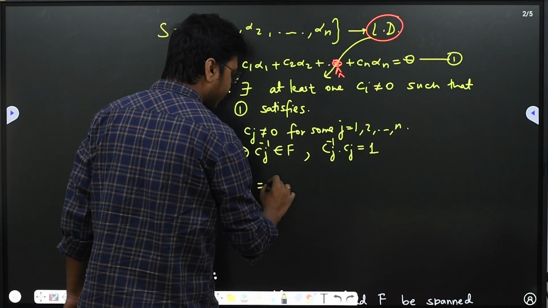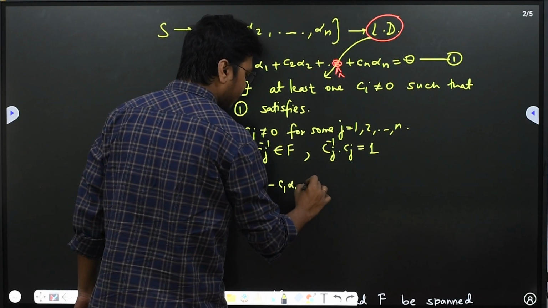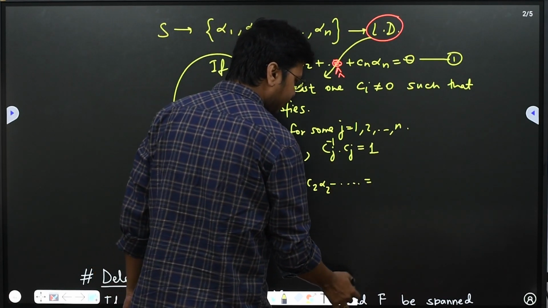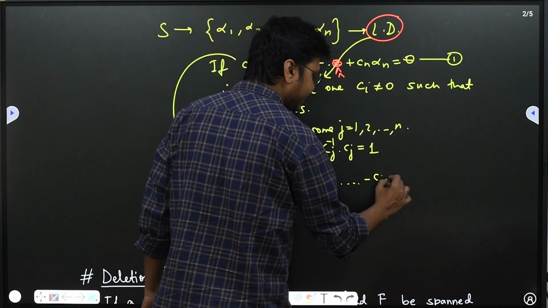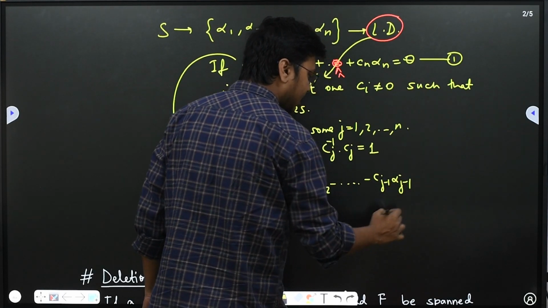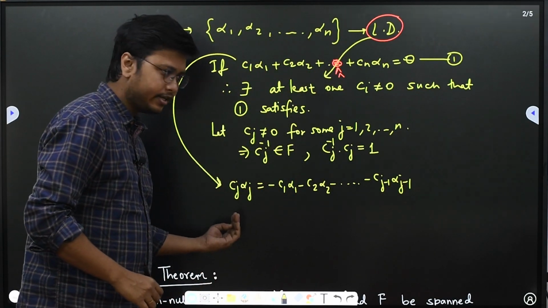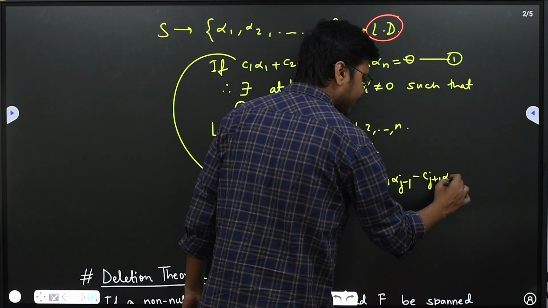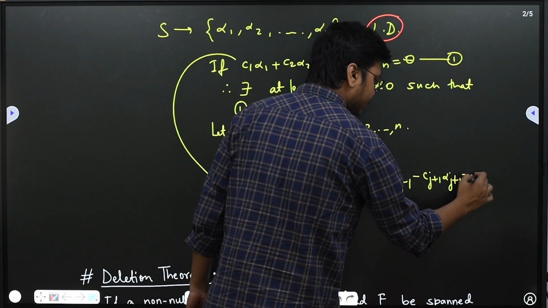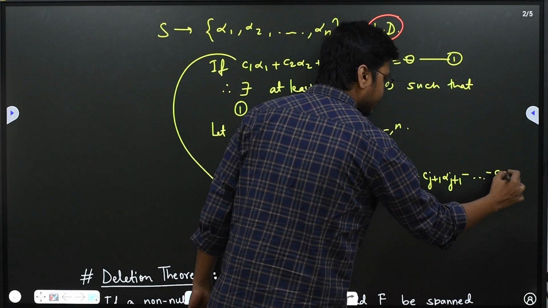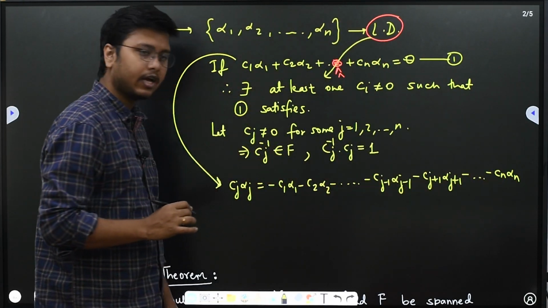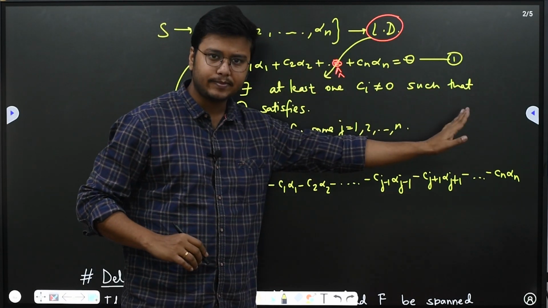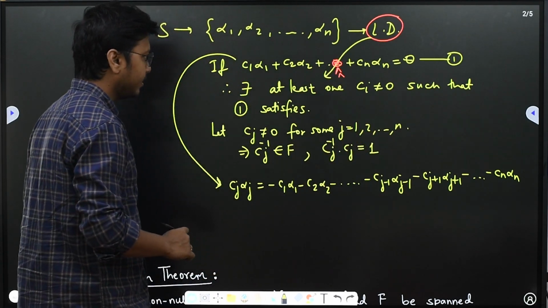So then I would have minus C1 alpha 1 minus C2 alpha 2, like this. I would reach minus Cj minus 1 alpha j minus 1. The Cj alpha j element is already here, so the next one would be minus Cj plus 1 alpha j plus 1, and so on until we reach minus Cn alpha n, right? This I would have as the relation, keeping the Cj alpha j on the left hand side, everything else being taken on the right hand side.